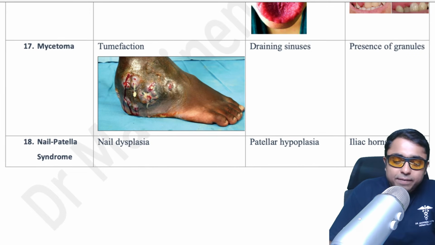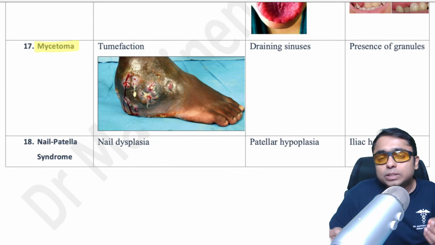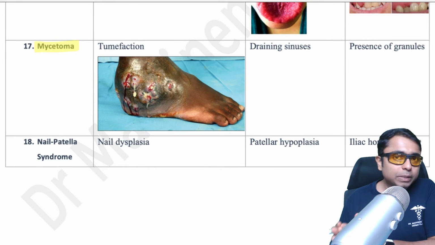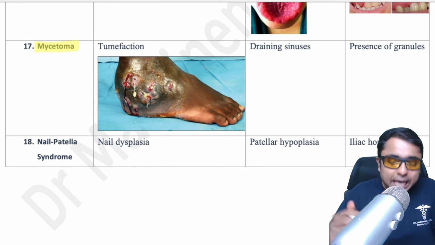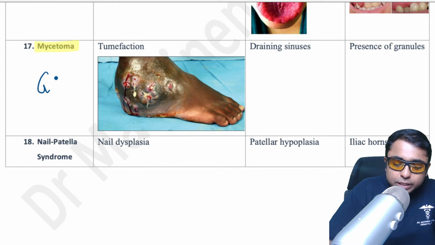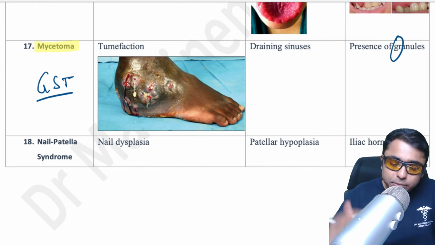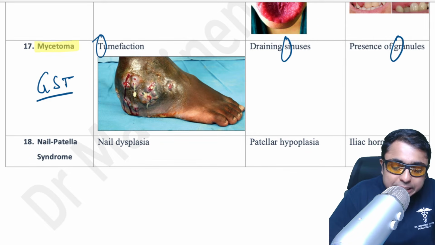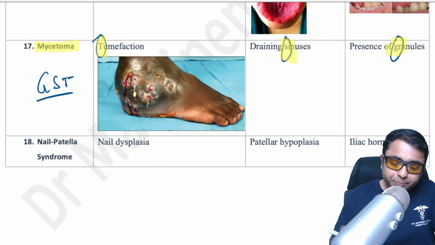Next is a very, very important deep fungal infection, which is mycetoma, seen associated with farmers who walk barefoot, and there are two types, eumycetoma and actinomycetoma. So in this there is going to be a triad of GST. I hope you all do remember this. So what is GST? G is granules that are going to be there. So these are basically the colonies of the microorganisms. Next, S is sinuses. Next, T is tumefaction. Okay, so GST, goods and service tax, you can remember like that, is the triad seen in mycetoma.